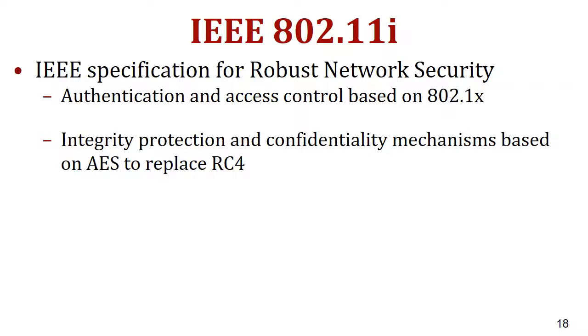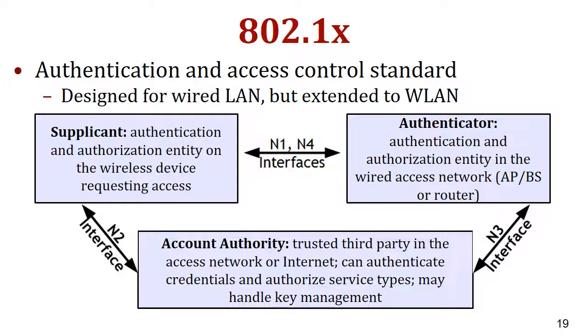And also, in this new set of protocols, instead of using RC4, which had lots of security problems, they're using a better crypto technology called AES, for integrity protection and also confidentiality protection. So since 11i was based on 1x, let's talk a little bit about what 1x is, and how it does authentication and access control.